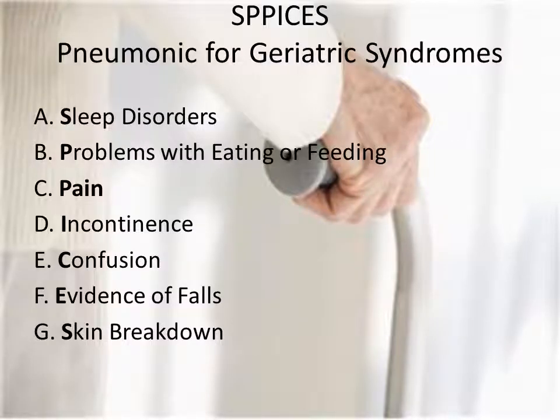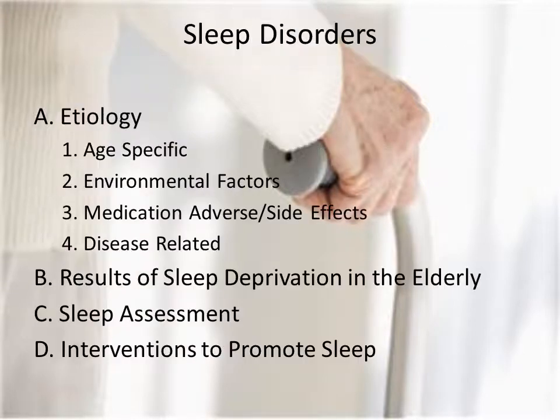So we have a great mnemonic for geriatric syndromes, SPICES with 2P, and that stands for sleep disorders, problems with eating or feeding, pain, incontinence, confusion, evidence of falls, and skin breakdown, and we're going to talk about each one of those things.